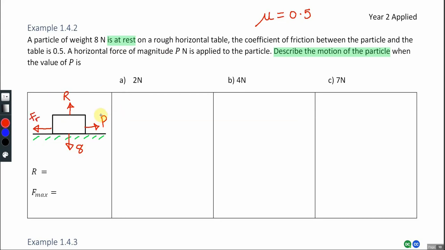So if P is strong enough, this object on my diagram would move to the right. Therefore friction is trying to stop that happening. Friction will be acting to the left.